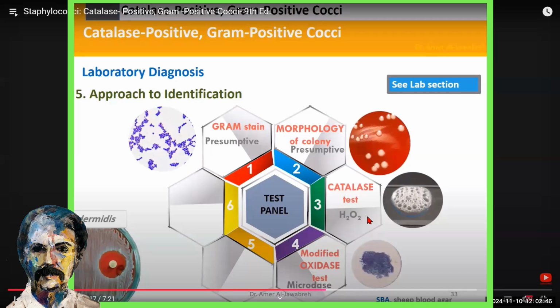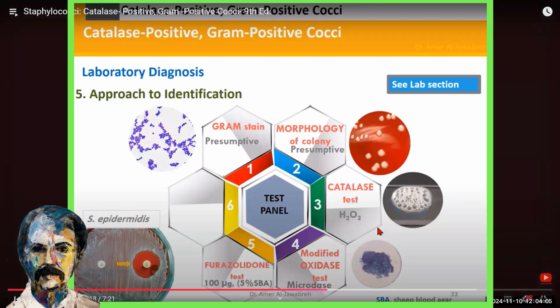How could we tell? We have two tests. Microdase or modified oxidase. Micrococcus is modified oxidase positive. The companies call it Microdase. And this is how it looks. It's purple on a white paper. We do it on a filter paper. If it's positive, then it's Micrococcus. If it's negative, epidermidis or saprophyticus. What do we do?